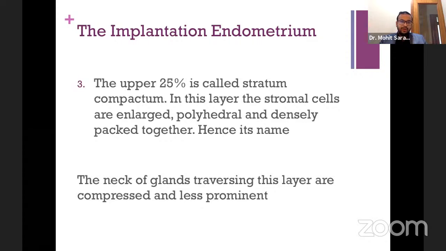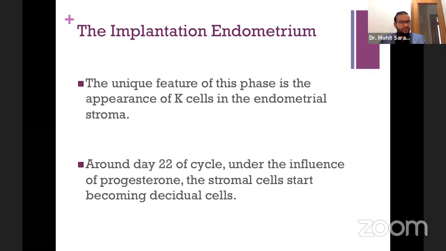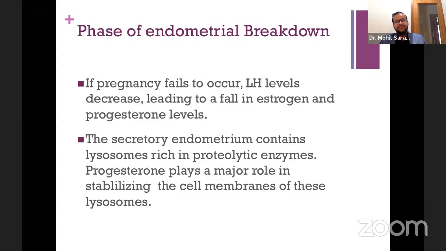Here the stromal cells become enlarged, polyhedral, and they interlock. It's almost like a brickwork arrangement. Hence, because of its compact structure, it's called the stratum compactum. The necks of glands and blood vessels traverse through these stromal cells and are less prominent. A unique feature of this phase is the presence of something known as K cells, which are seen around day 22 of the cycle. The last phase of the endometrium is the phase of endometrial breakdown.